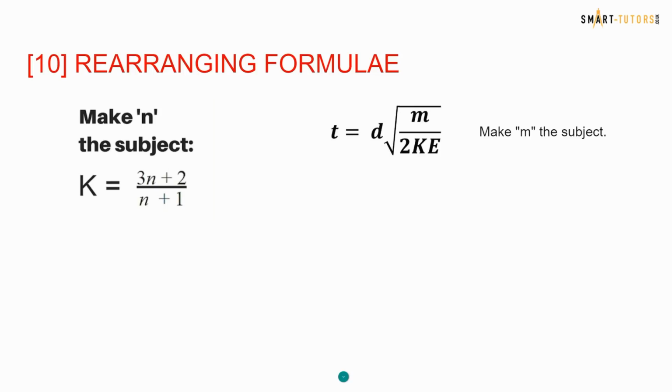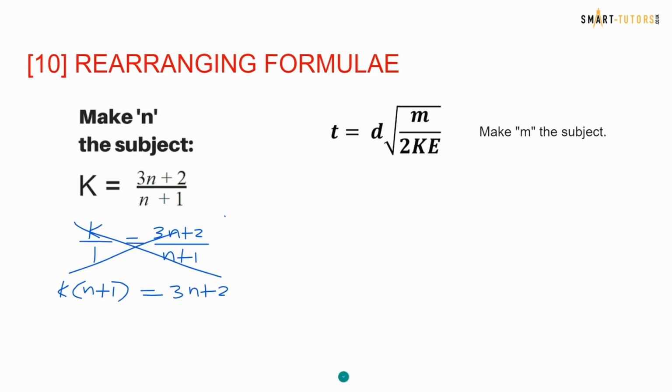So all you want to do is: k over 1 equals 3n plus 2 over n plus 1. So you can do a cross multiplication as I explained before. So k is going to be multiplied by n plus 1 and 1 is going to be multiplied by 3n plus 2. Expand the bracket: kn plus k equals 3n plus 2.